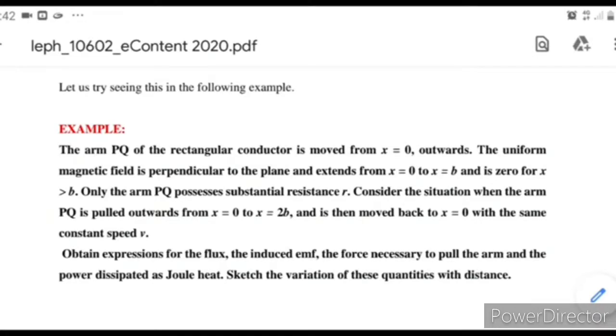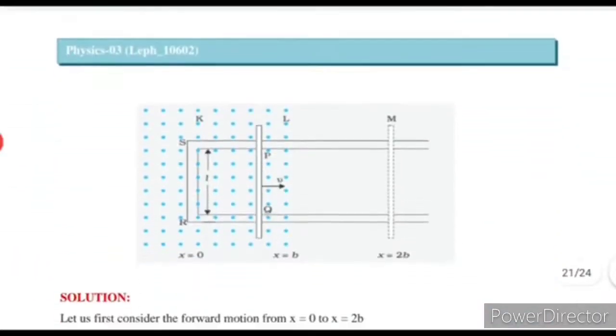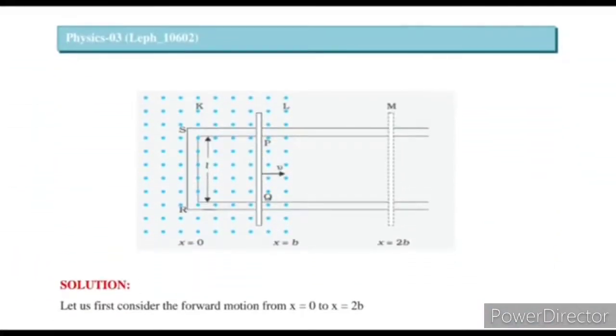Obtain the expressions for flux, induced EMF, and the force necessary to pull the arm, and also the power dissipated as joule heat. Sketch the variation of these quantities with distance. So the diagram relevant here is this. Here the magnetic field direction is perpendicular to the plane, outwards. That's what those dots show.